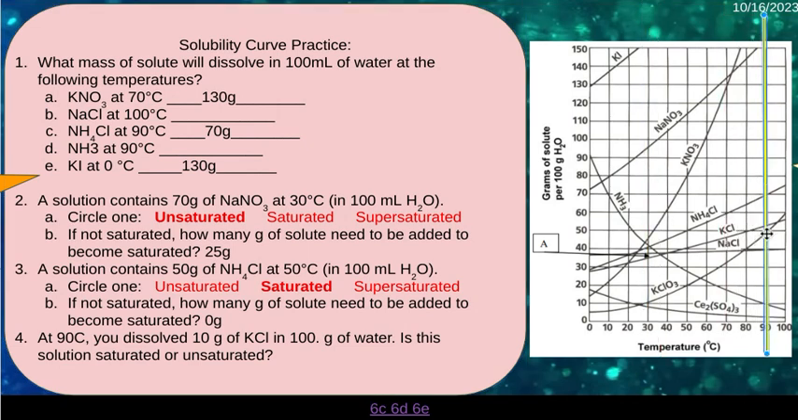At 90 degrees Celsius, you dissolve 10 grams. And if you had paper, again, you just write this on there, be scratching all over the paper. At 90 degrees Celsius, you dissolve 10 grams, which would be right here, of KCl, which is this one right here. So you dissolve 10 grams of KCl in the water at 90 degrees. Is this solution saturated or unsaturated? It would definitely be unsaturated because KCl would have to be up here at 53, 54 grams to be saturated. So it's going to be unsaturated.